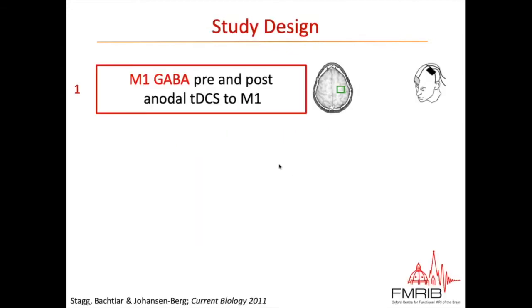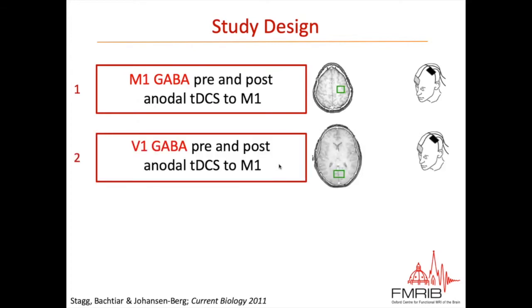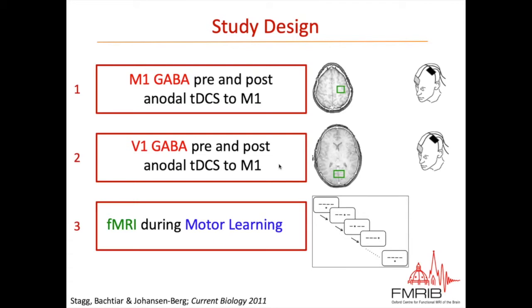So what we wanted to do, we did anodal tDCS to primary motor cortex, 1 milliamp for 10 minutes, and looked at GABA levels pre and post. We did a control condition to check that this wasn't a global finding. And we did functional imaging during a serial reaction time task on a separate day.